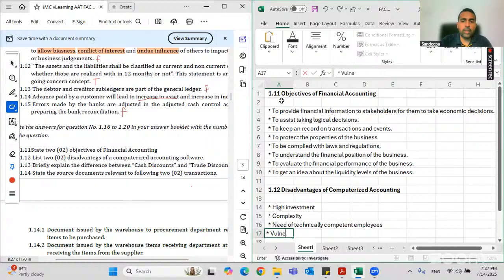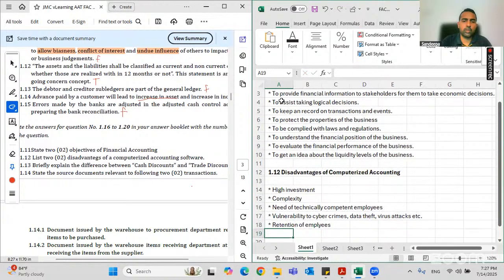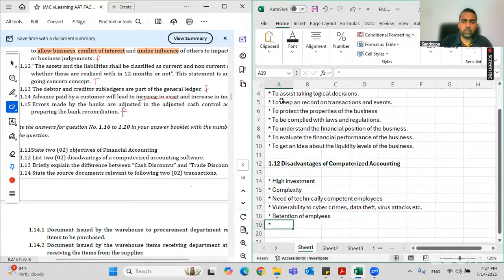Then vulnerability to cyber crimes, data theft, right? Virus attacks. Then it's very difficult with the retention of employees, and risk of human errors in the accounting system, right?